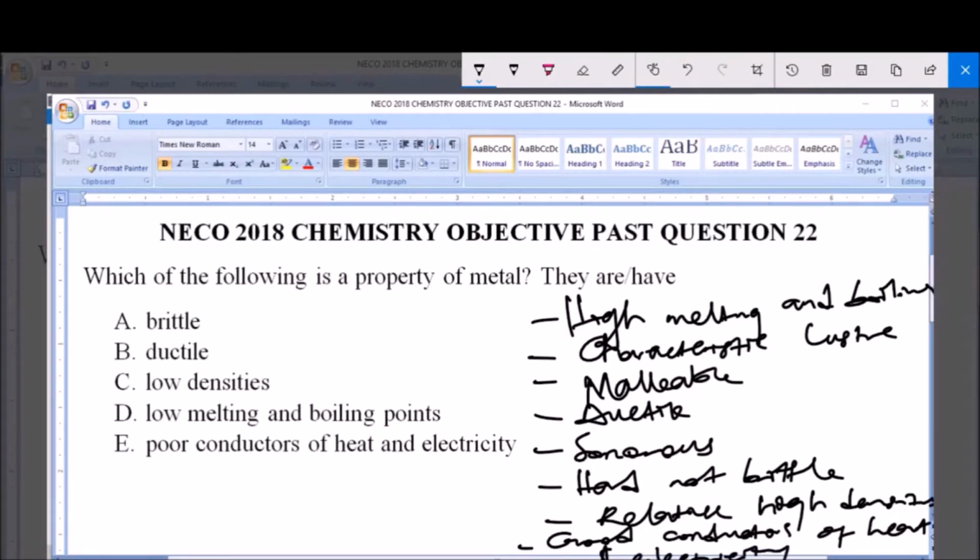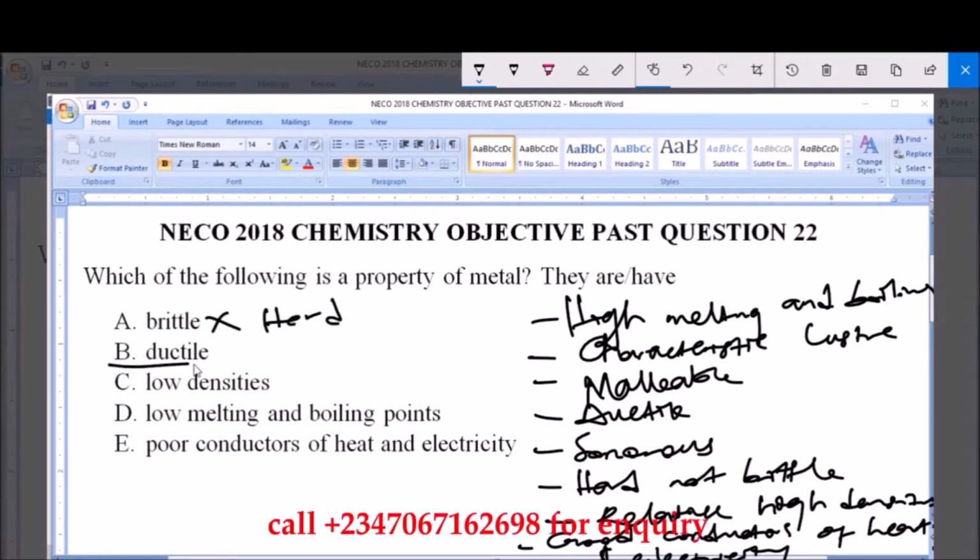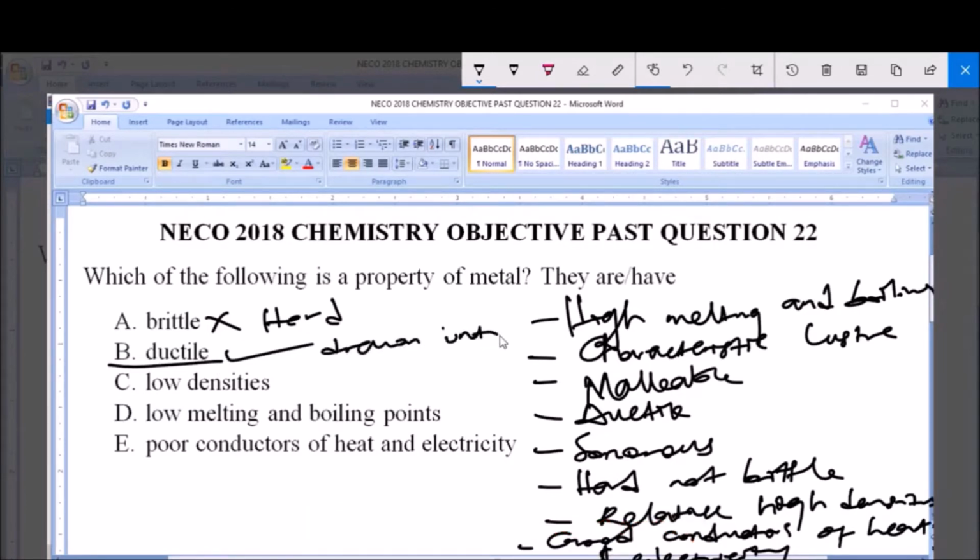Now let's look at the options. Option A says metals are brittle. No, like I have established, metals are hard. Option B says metals are ductile. Yes, metals are ductile, that is, they can be drawn into wires. Examples are the cables you see at home.